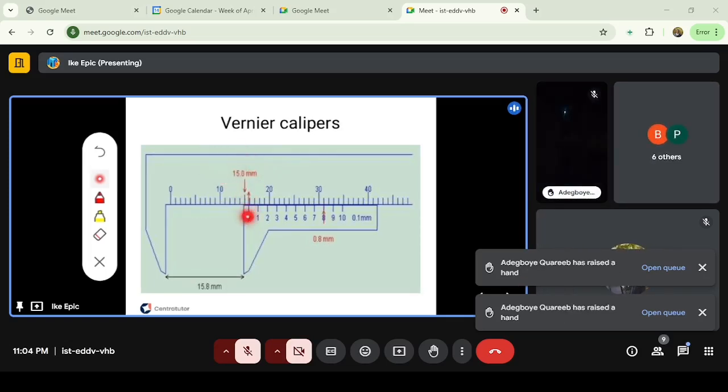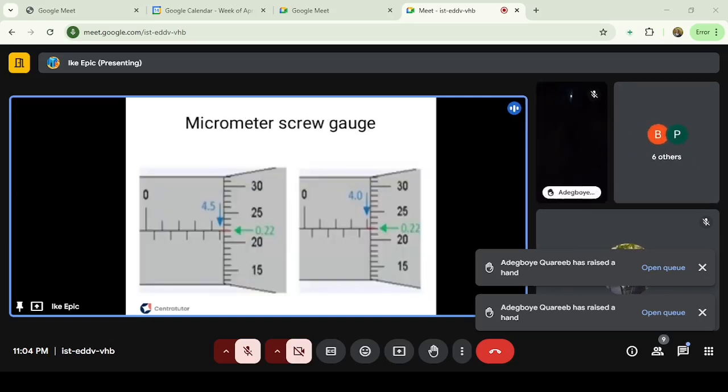Then next, you check where the vernier scale intersects with the main scale. The first place where it intersects perfectly is going to be your vernier scale reading, and you put that after the zero point, whatever that reading is. Then you add it together, giving you 15.8 millimeters.